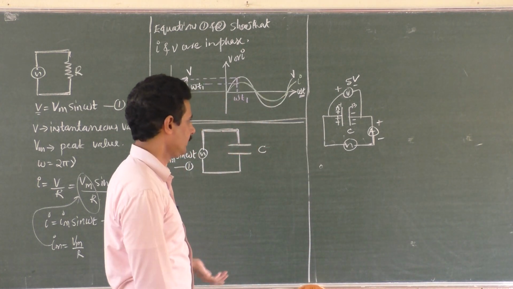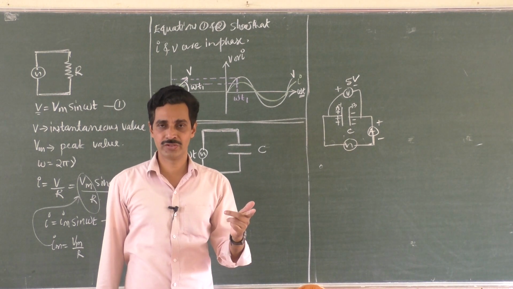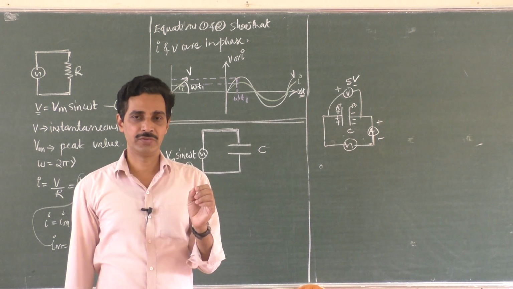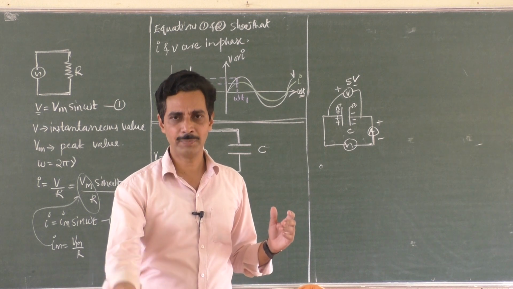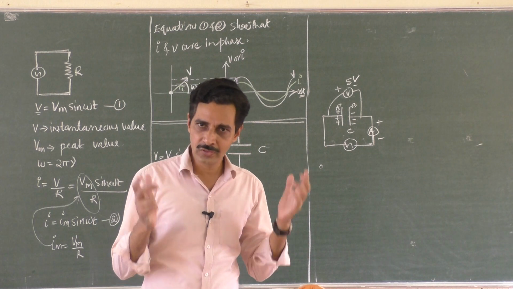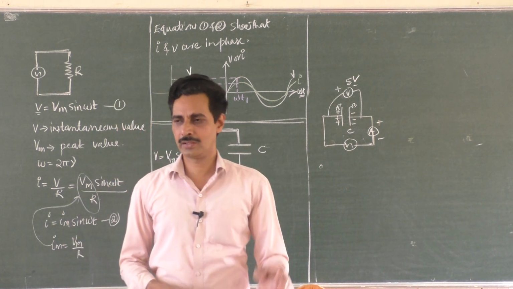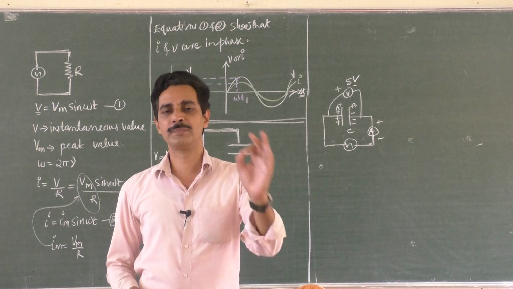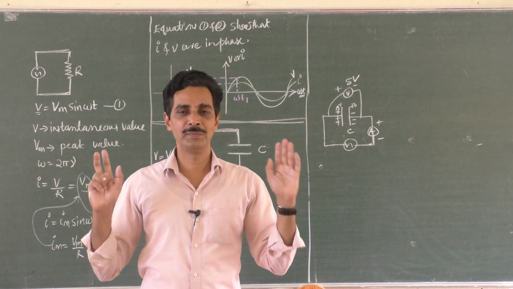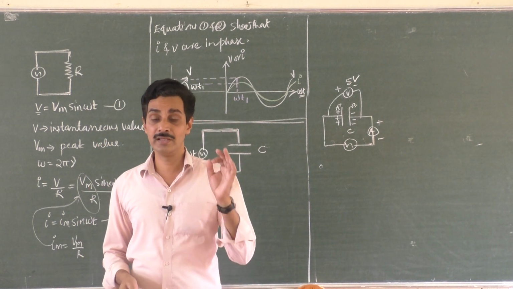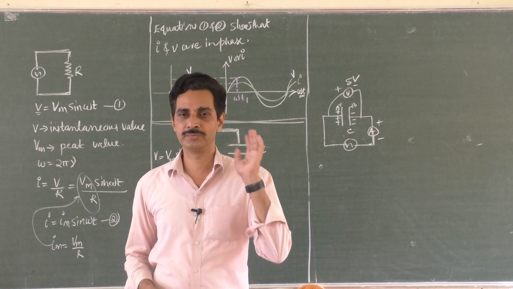So in a purely capacitive circuit, remember, current leads the voltage by a phase angle of pi by 2. You see this sentence and the reality, or the experimental fact, and you have to combine them. You must know the meaning of that. We write only one sentence, that is, in a purely capacitive AC circuit, current leads the voltage by pi by 2. Just quote this sentence and try to understand what is the meaning of the sentence. In a purely capacitive AC circuit, current leads the voltage by pi by 2.